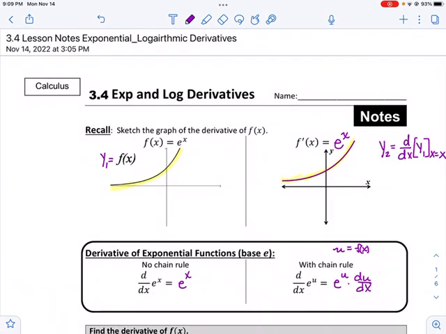But remember, e to the x, it's the superpower of all derivatives, because e to the x is its own derivative.